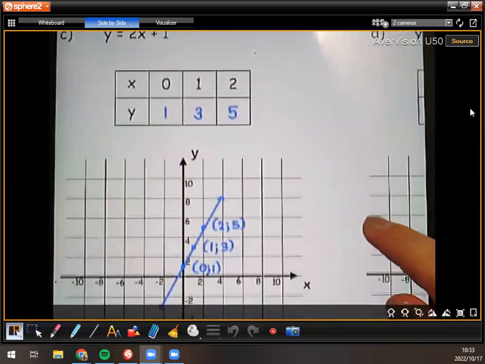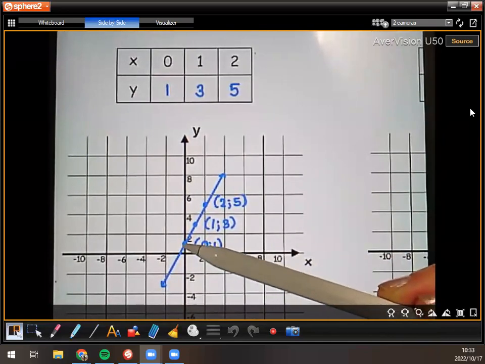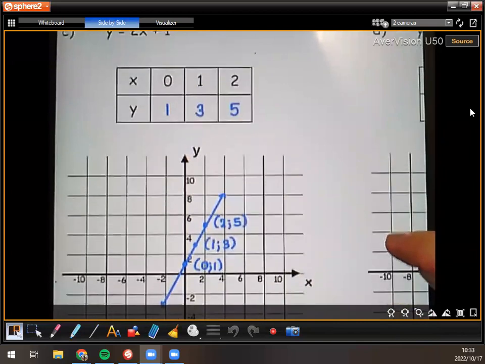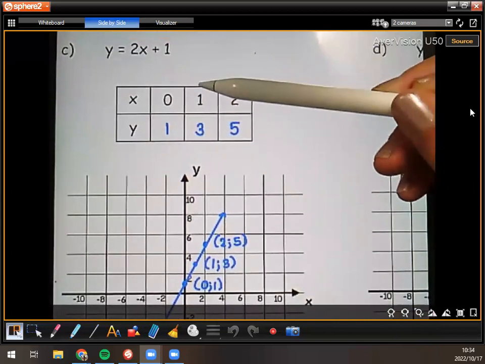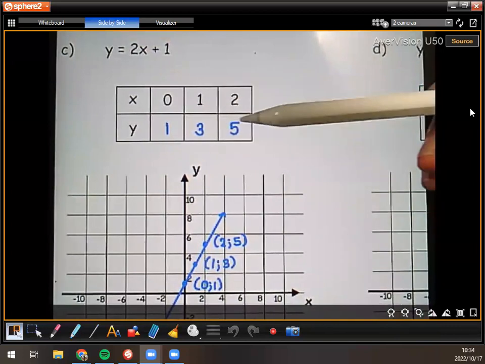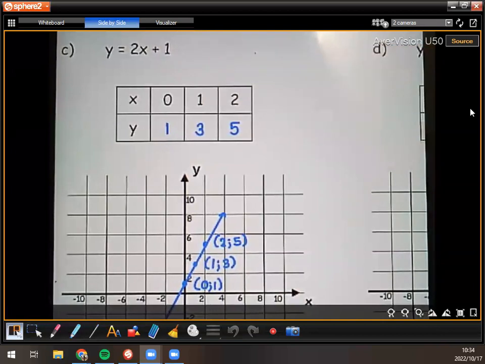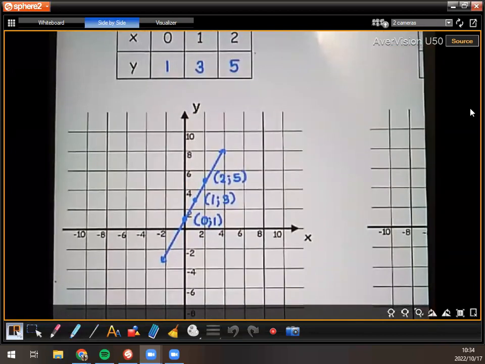Okay, so that is the point (0, 1), guys, which is over there. 0 on the x-axis and 1 on the y-axis. Okay, if x is 1, 2 times 1 is 2 plus 1 is then 3. Okay, and then you do the same with 2. 2 times 2 is 4 plus 1 is 5. Alright, so just take a look there, guys. Those are the 3 points that you have to plot.